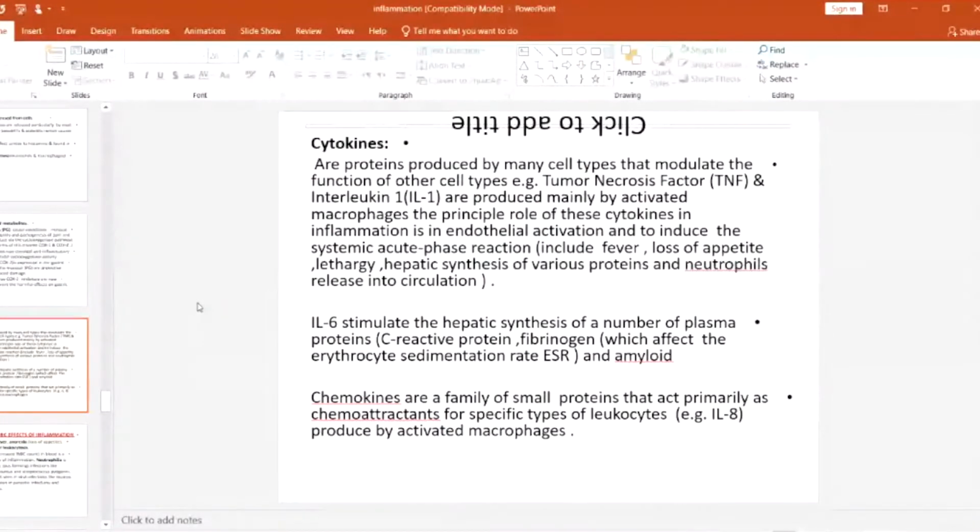Doctor, vascular permeability. Yes, exactly. Increase in vascular permeability. At what step of vascular permeability? How? At the junctional retraction.